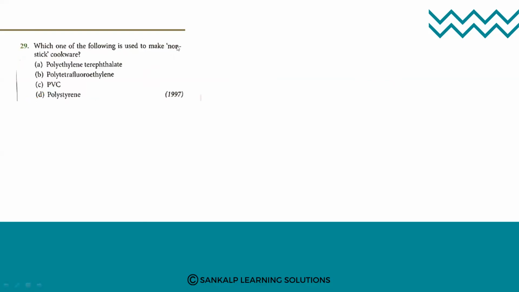Which one of the following is used to make non-stick cookware? Very important. It is polytetrafluoroethene, or Teflon. It is a tough material, resistant to heat and a bad conductor of electricity. It is used for coating cookware so that food will not stick. So it is option number B.